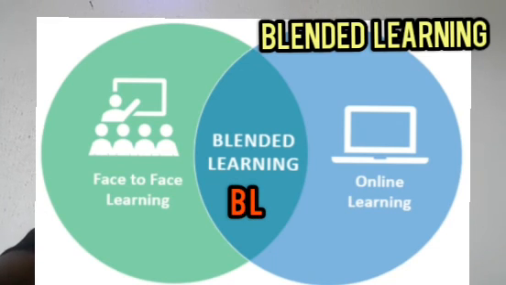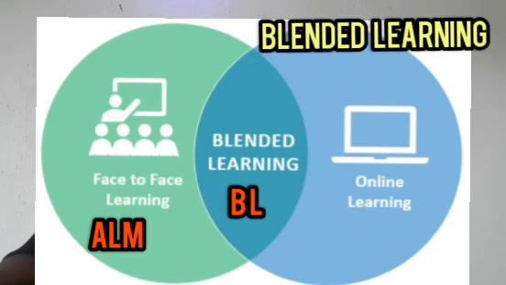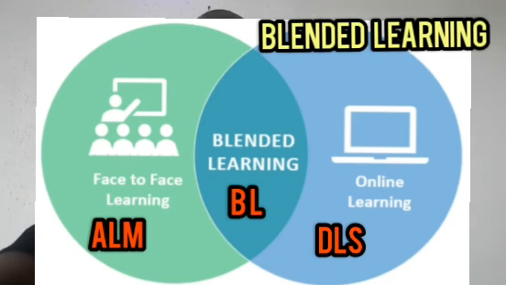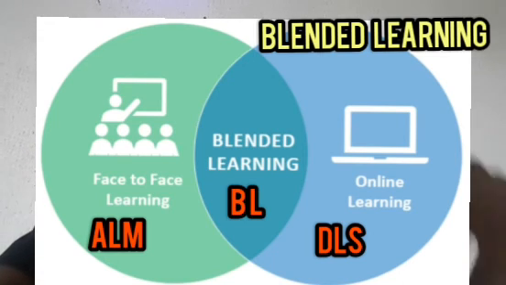Active learning method simply means the conventional method of learning which we agree on, that is face-to-face, a teacher in the class teaching the pupils. Then the digital learning objects or digital learning system simply mean the online, where we use technological devices for learning. So a system that blends or combines both is what we call a blended system of learning.